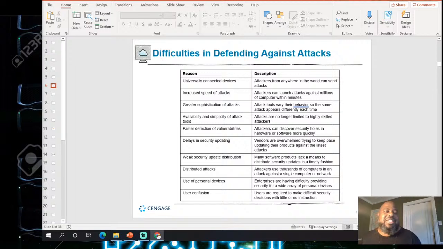Availability and simplicity of attack tools. So that's a combination, right? There are tools you can get off the shelf, right? Linux tools. You just click a button, right? You're doing a denial of service attack. Do you understand what a denial of service attack is, or are you just hitting a button, right? Most people just hit the button and the attack happens, right? So you're getting the simplicity of the attack versus the sophistication of the attack, just by hitting a button, right?